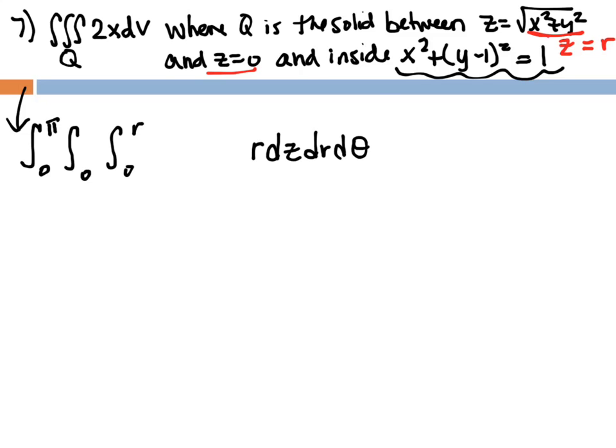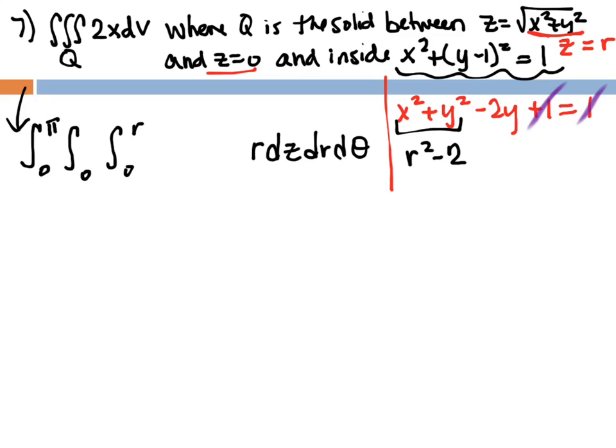We're going to take this equation and expand it. So this would look like x squared plus y squared minus 2y plus 1 equals 1, and then of course my 1s go away. We also have the x squared plus y squared in here. So what's x squared plus y squared? R squared. Minus 2 times y. Well, what's y in terms of r and theta? R sine theta.